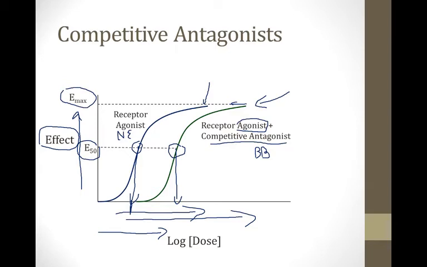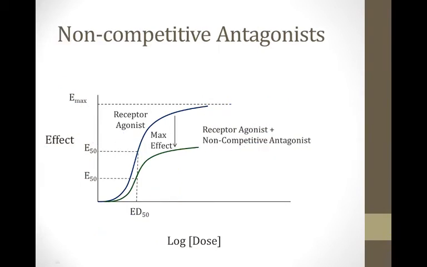You need more dose of norepinephrine in order to achieve 50% of the max effect, because you've got to add extra dose to overcome that competitive antagonist of the beta blocker. Now let's talk about what would happen if you added a non-competitive antagonist.